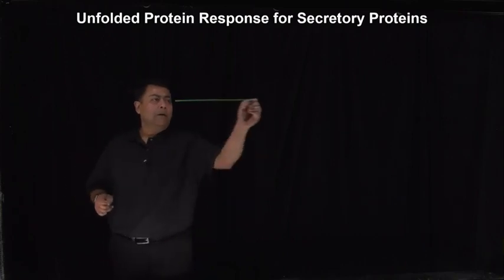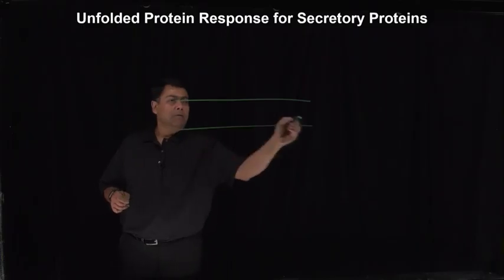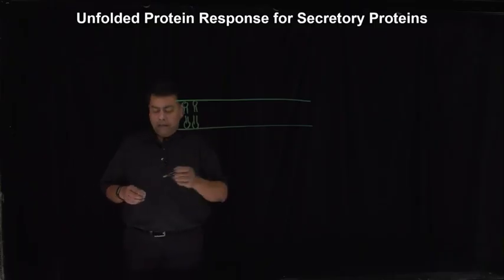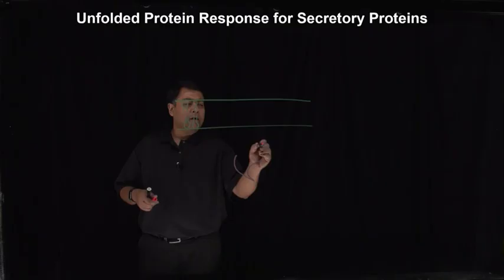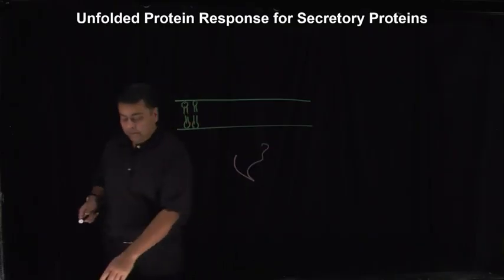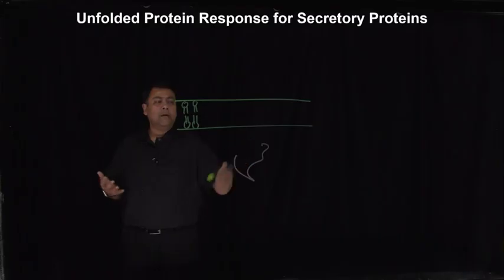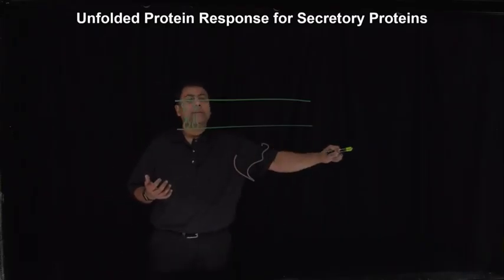Here, if we're just looking at the endoplasmic reticular membrane, right here I'm just drawing two phospholipids. So right here is your membrane, and you have your unfolded protein right here. Somehow it misfolded, it did not fold. So what will the response of the ER be to take care of this unfolded protein so that it is not accidentally transported into the Golgi?